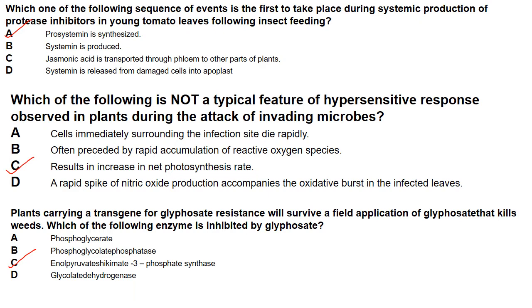Plants carrying a transgene for glyphosate resistance will survive a field application of glyphosate that kills weeds. Which of the following enzymes is inhibited by glyphosate? So it is EPSP, that is enolpyruvylshikimate 3-phosphate synthase. Answer is option C.